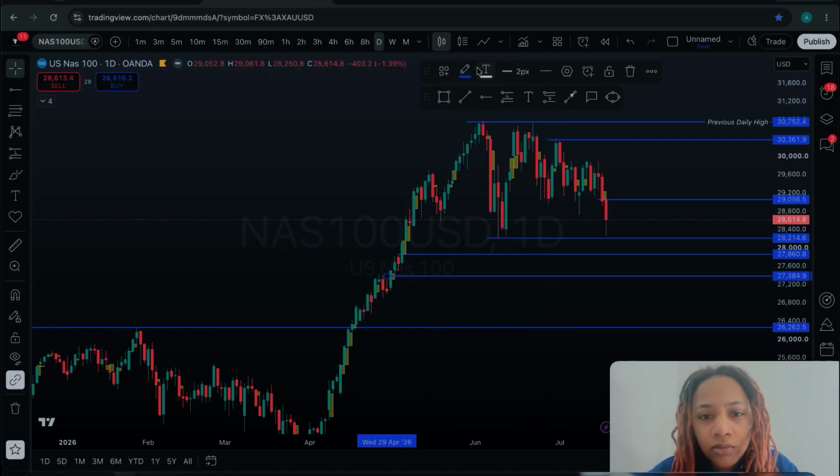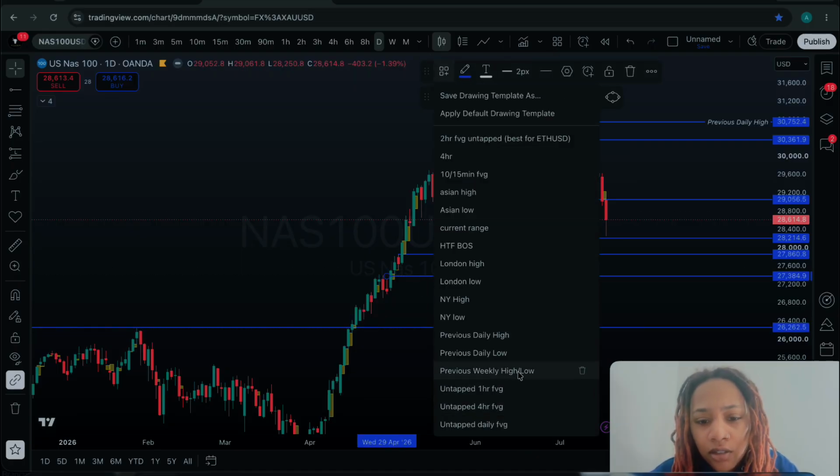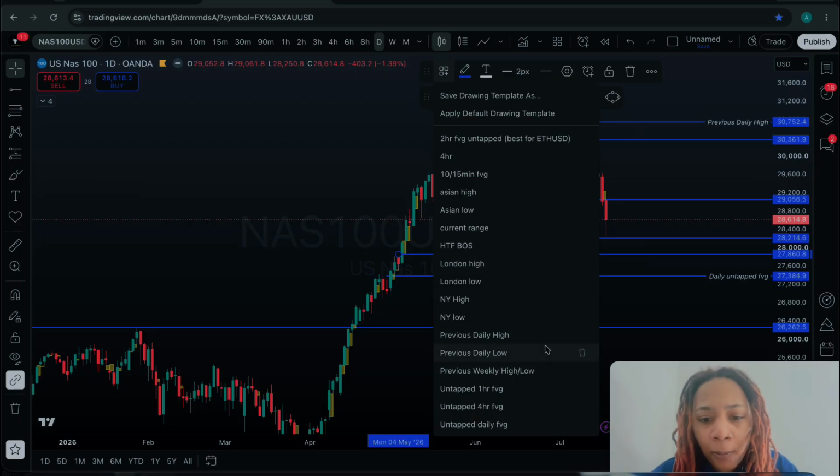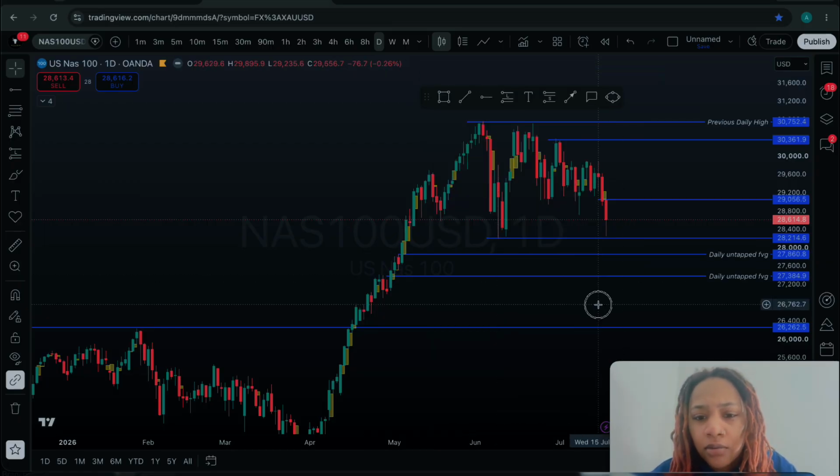So let me actually mark these as untapped fair value gaps, so that I'm not confusing it with some type of demand zone. So, untapped daily fair value gap. This is just a zone.